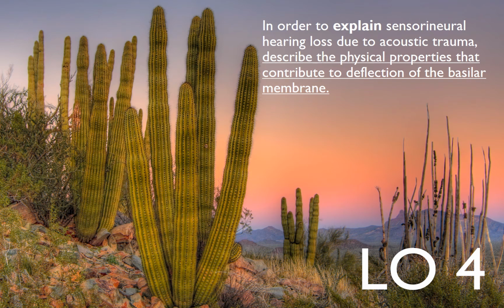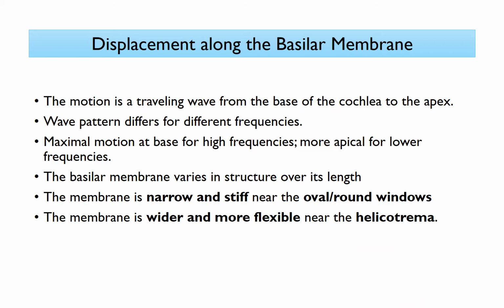Learning objective 4 is about the basilar membrane and how it contributes to auditory sensation. Displacement along the basilar membrane is what results in our ability to hear sounds. Now, when we have sound waves that are traveling, there is a motion that occurs along the basilar membrane that begins at the base of the cochlea and then translates towards the apex.